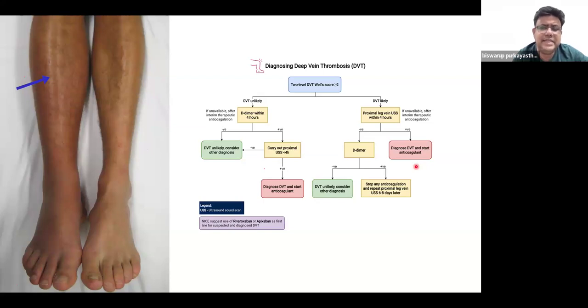If a D-dimer is negative, we might consider DVT unlikely and consider other diagnoses, but if it is a subacute DVT which presents after a few days, the D-dimer might be negative. And without an expert hand, they might also miss the deep vein thrombosis, potentially treating the partial recanalization as not a deep vein thrombosis.